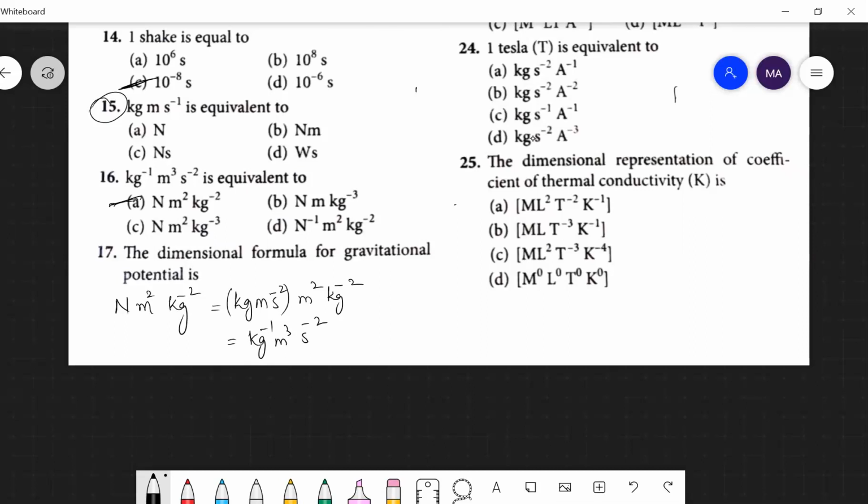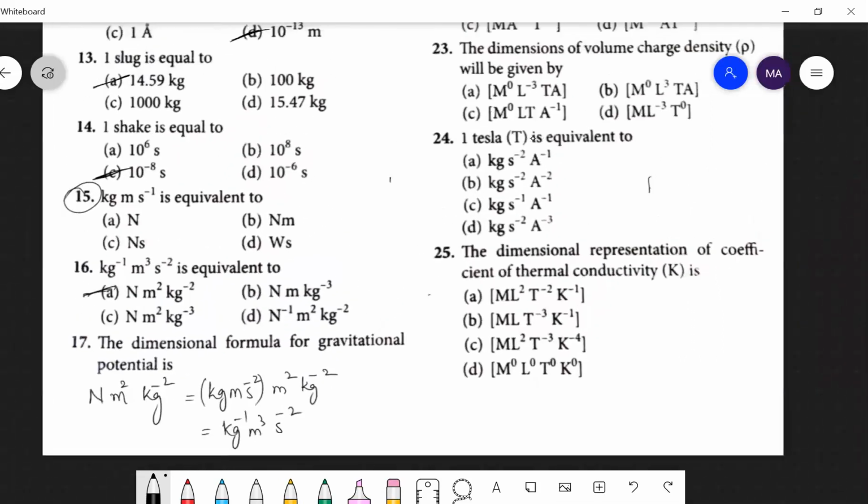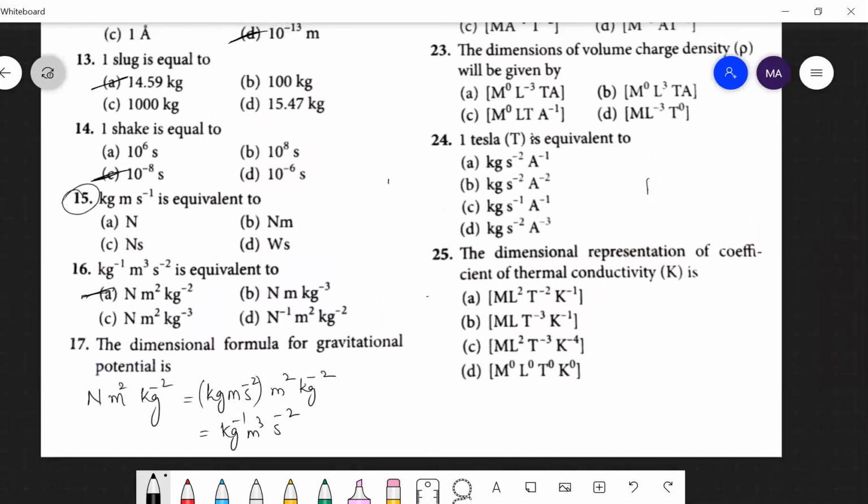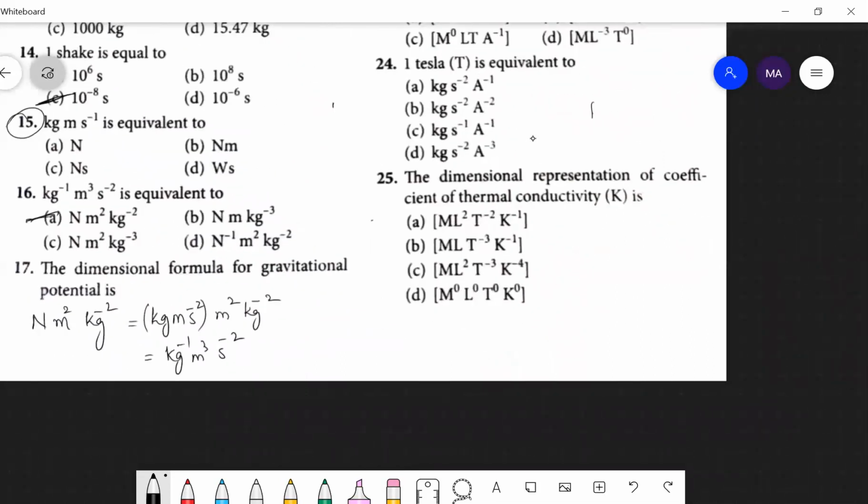The same way I can check this one also. The 15th one also I can check like this. Newton is not possible. Newton meter is also not possible. If I'm writing Newton second, how do you write Newton second? Newton second will be equal to how much? Okay, you can check it like that, no problem.